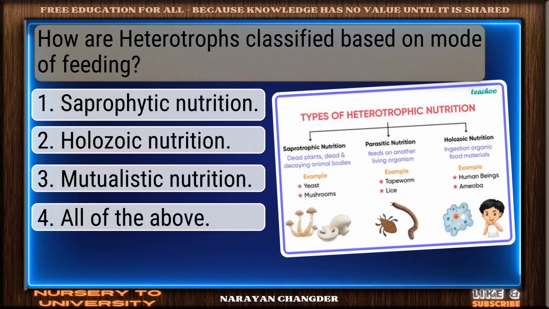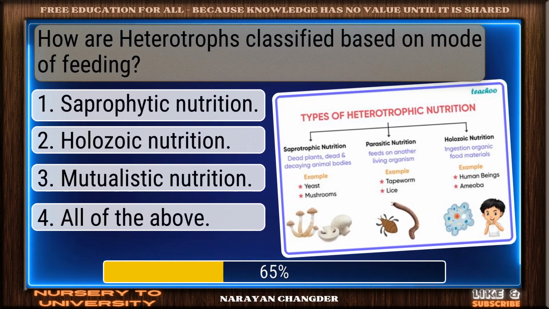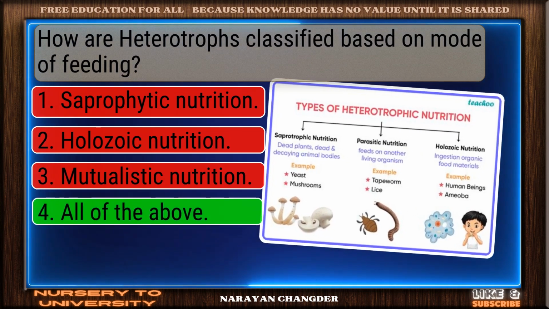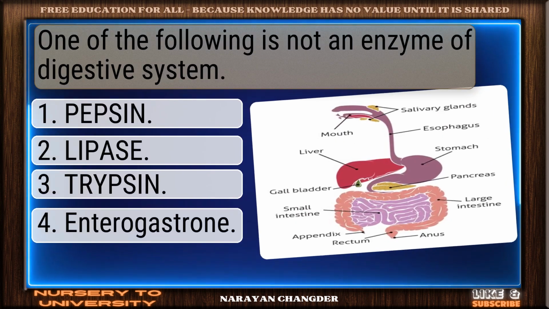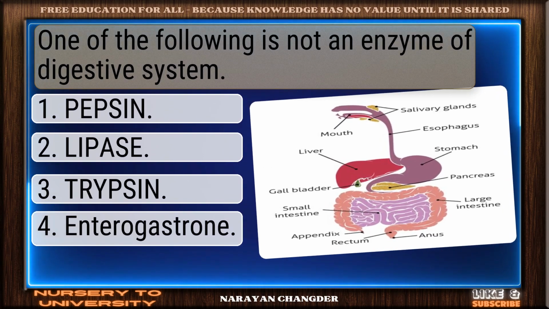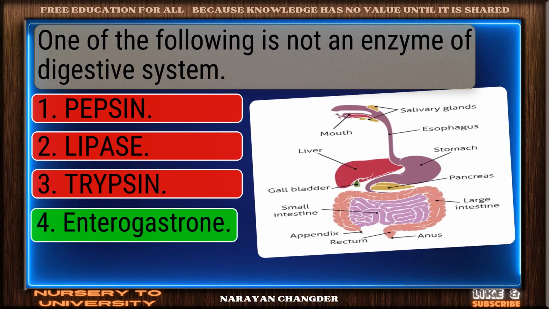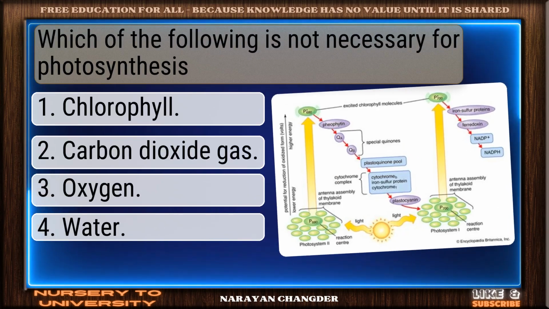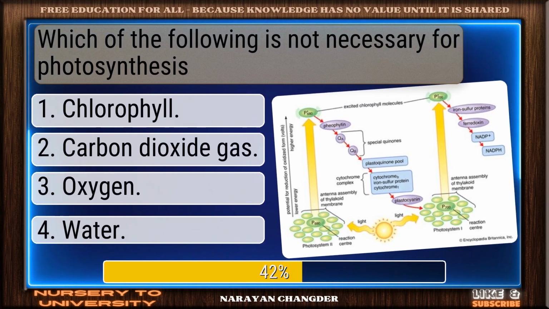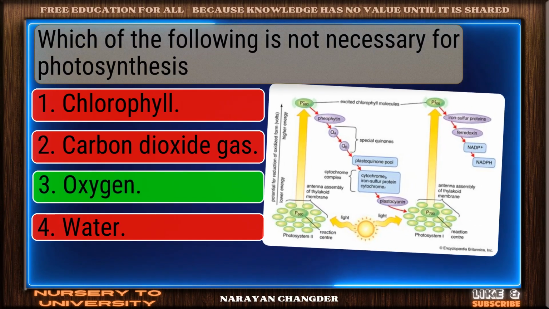How are heterotrophs classified based on mode of feeding? Strong choice. All of the above is right. One of the following is not an enzyme of digestive system. Nice work. Enterogastrone fits perfectly. Which of the following is not necessary for photosynthesis? Good job. Oxygen works well.